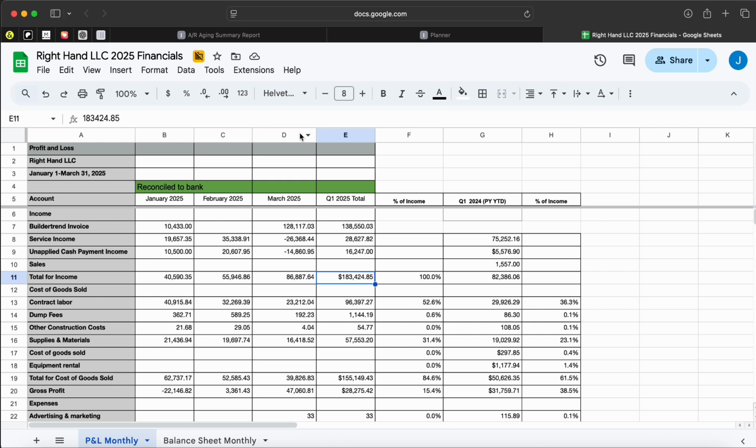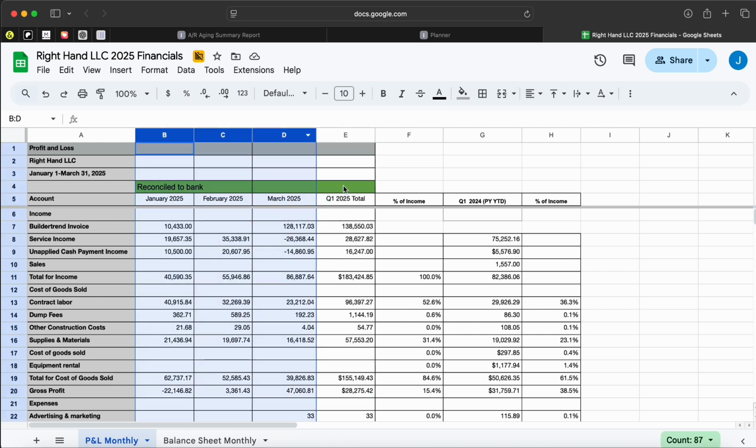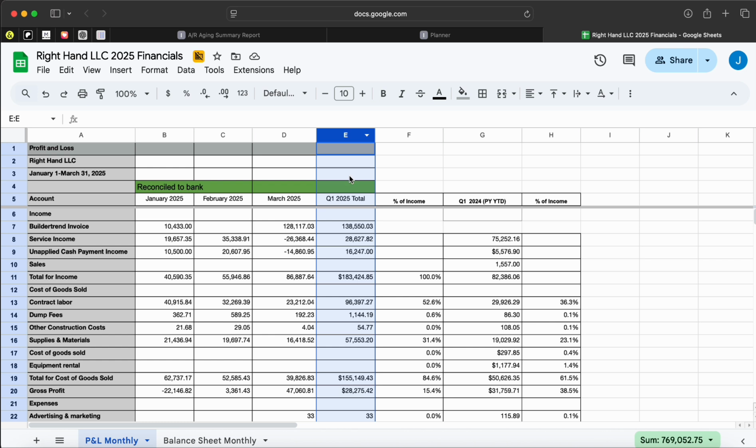These first three columns are January through March of 2025, and then column E is the Q1 summary. So those first totals for those first three columns. And then column G is going to be your 2024 financials for Q1. So that gives us a way of comparing last year's results versus this year.